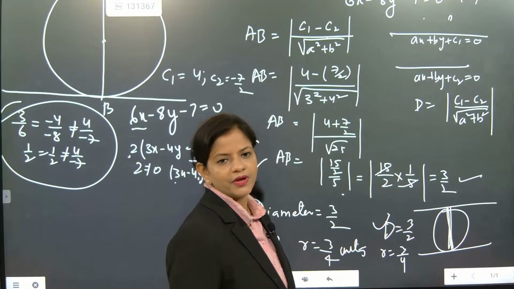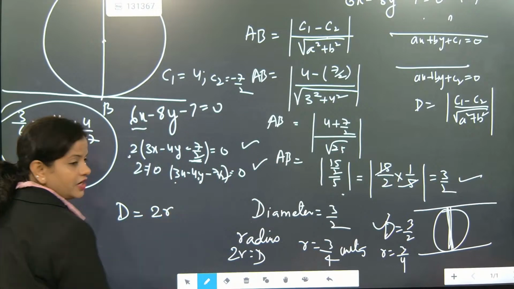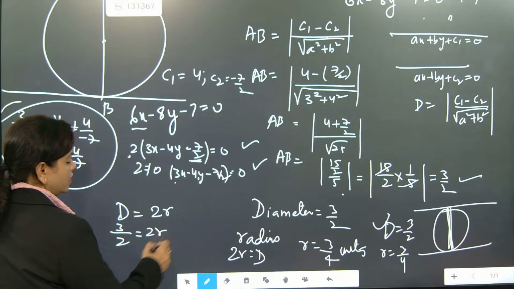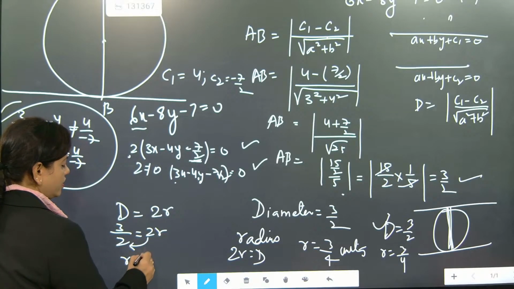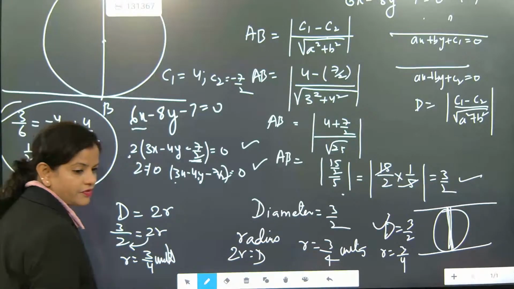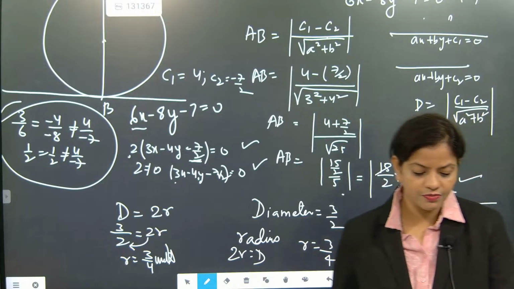See, diameter is 2 times the radius. So diameter is coming as 3 by 2. So shift this down, Navita. Then only the radius will come as 3 by 4 units. Payoja, Akbar, everybody understood this part? So this is the question. Let's go for the next question, please.